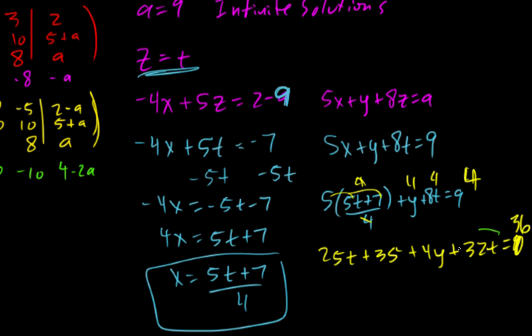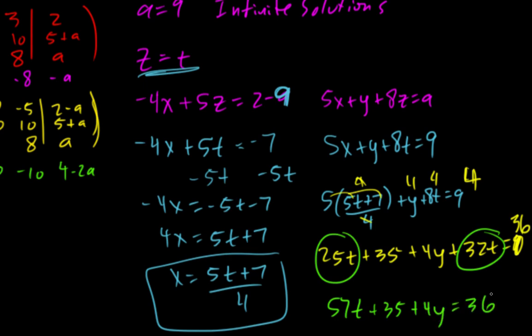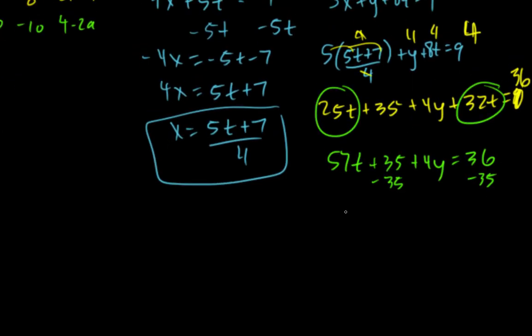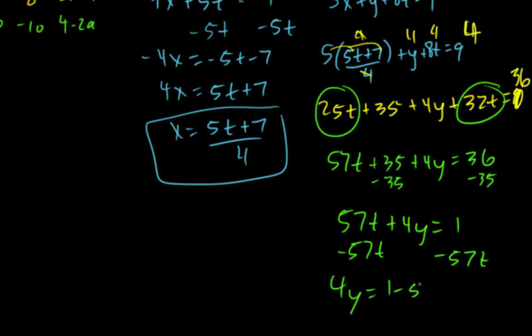Okay, so I'm going to combine these. So that's 57t plus 35 plus 4y equals 36 minus 35. So that's going to give us a 1 minus 57t, and then over 4, and that's our y value.